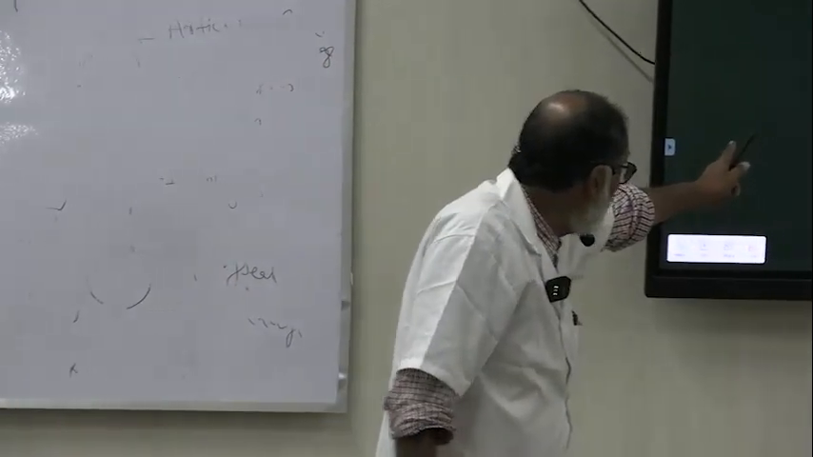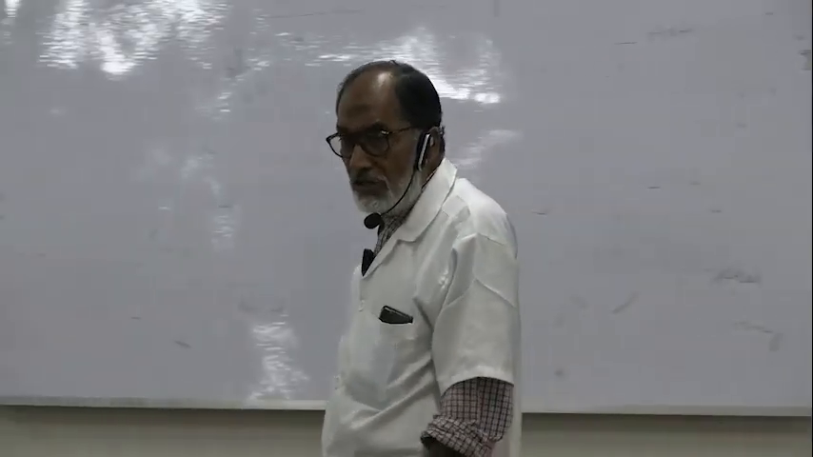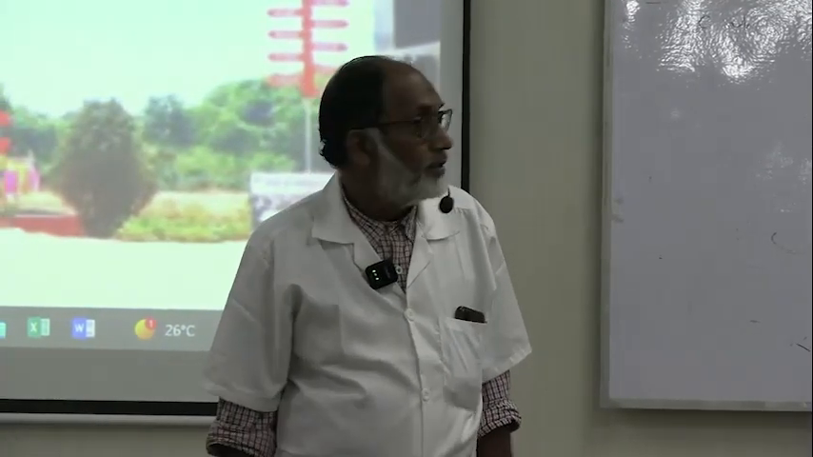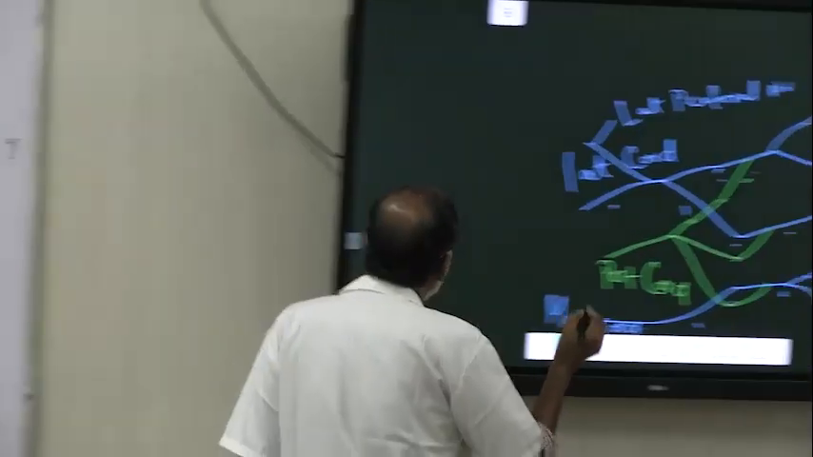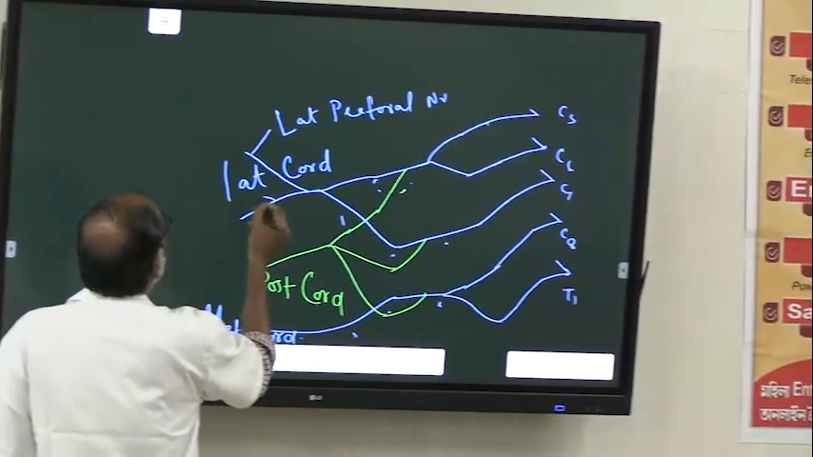Now this is the lateral pectoral nerve. So lateral pectoral nerve, if you are asked, it is coming from where? It is coming from lateral cord, right? Then another important branch it gives off, that is musculocutaneous.